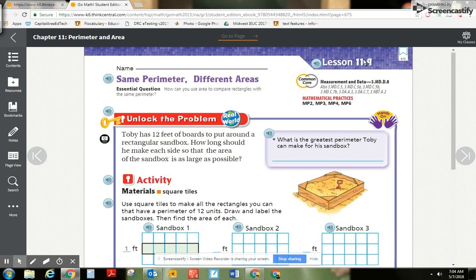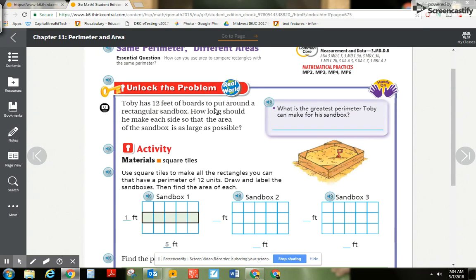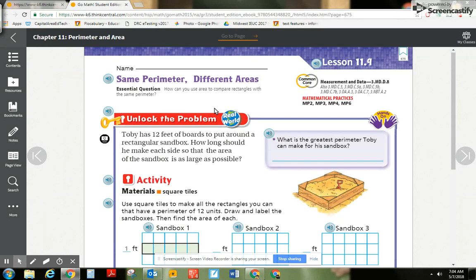Today we're going to be talking about lesson 11.9, and this is the same perimeter, different areas. So we're going to be finding figures that have the same perimeter but different areas, and we're going to be comparing these rectangles and comparing these figures that have the same perimeter and they end up having different areas.